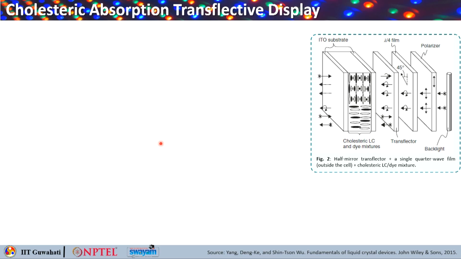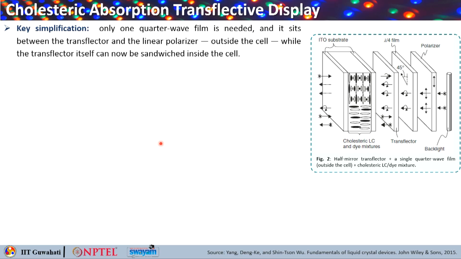Now let us move on to the next type, the cholesteric absorption reflective display. Here this figure shows a half mirror transreflector plus a single quarter wave film placed outside the cell, and then you have the cholesteric liquid crystal and dye mixture placed between the ITO electrodes, and you have a backlight here.